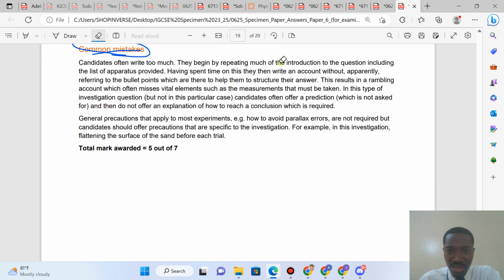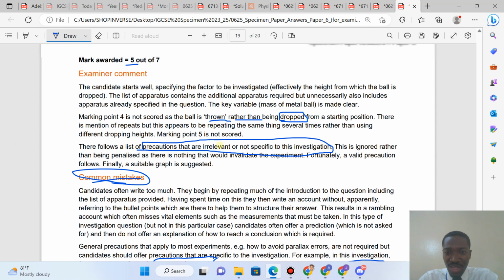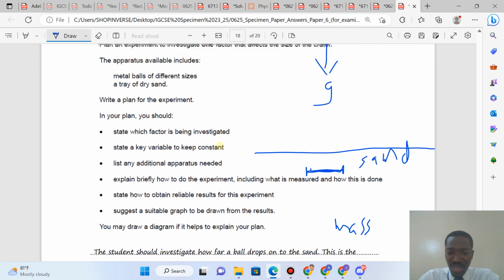Okay, so that is it. Talking about common mistakes, that is good enough. So avoid mistakes that other students make. General precautions that apply to most experiments, for example how to avoid parallax error, are not required. Okay? They are not required. So the precaution we expect in this case is something like this: in this investigation, flattening the surface of the sand before each trial. Perfect. You see, flattening the surface of the sand is good because after each trial, you have to ensure the surface of the sand is flat.